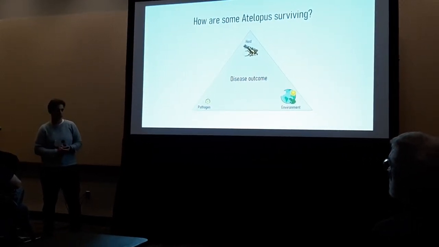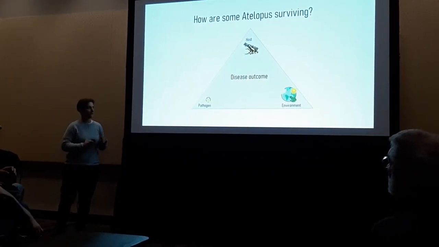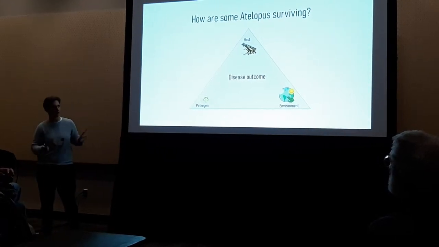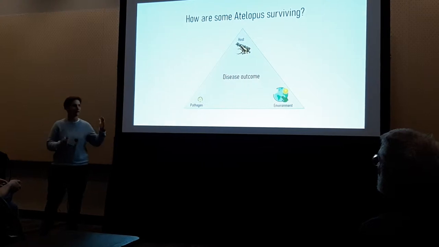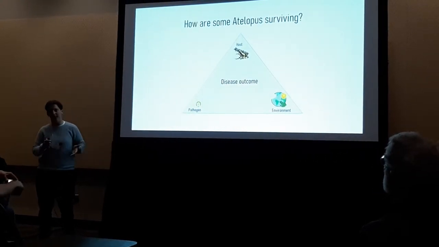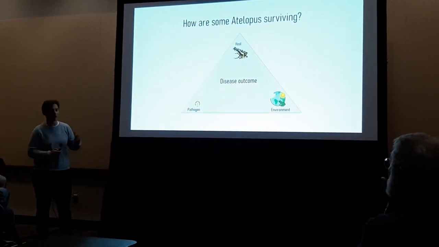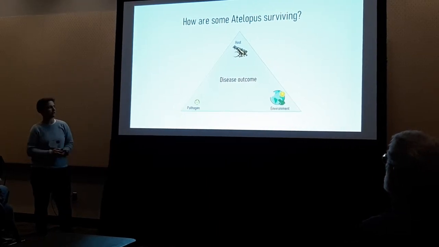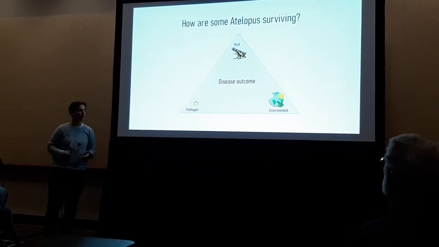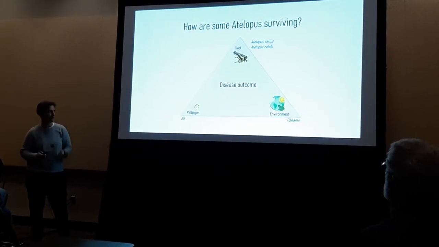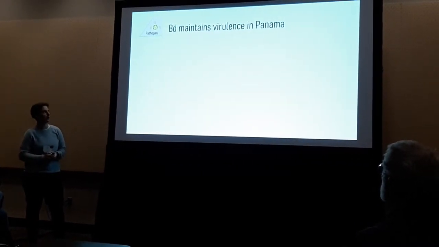And so when you're investigating any disease outcome, I think it's helpful to use the disease triangle as a framework. We know that this outcome is the product of an interaction between the host, the pathogen, and their shared environment. So changes in any one of these things could lead to the different outcomes that we're seeing. So let's see what we know in this system about each of these parts of the triangle. And we'll start with our pathogen.